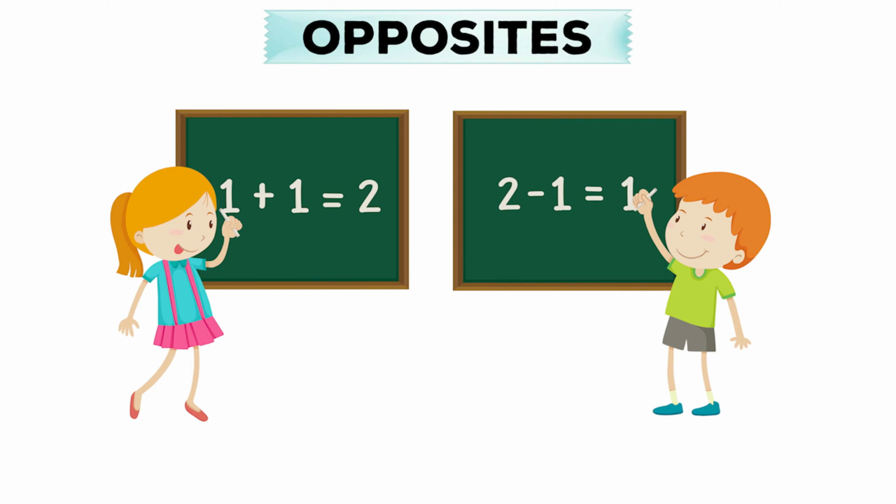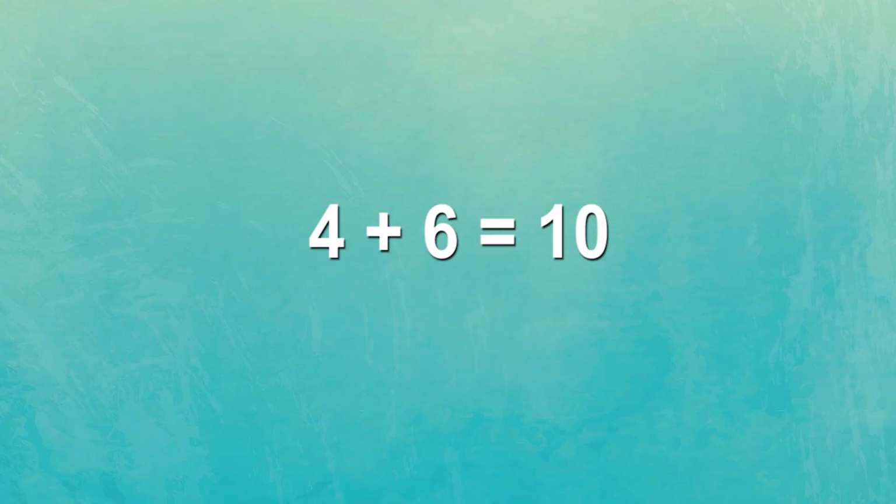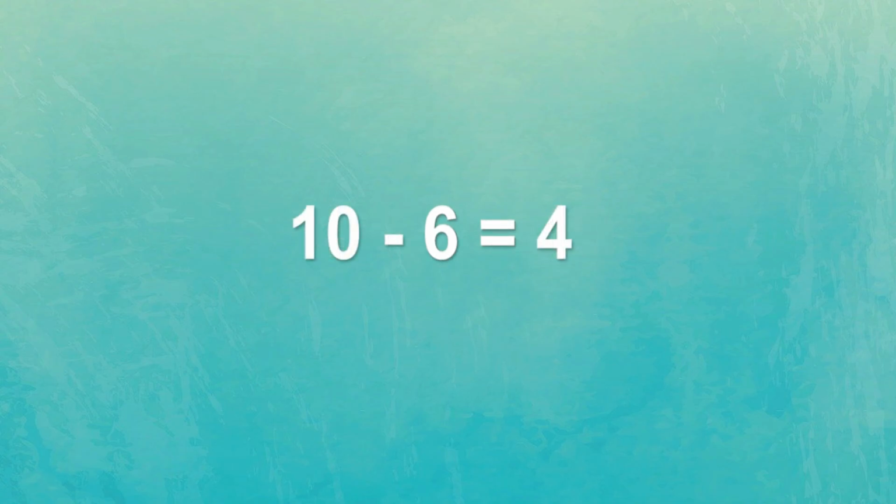You now know that subtraction is a world-famous operation for taking things away. But did you also know that it's the opposite of addition? You may also hear that addition and subtraction are called inverse operations to each other. This means that each operation undoes the other one. For example, 4 plus 6 equals 10. But if we take the 10 and then subtract 6, we can get back to the number that we started with, 4.